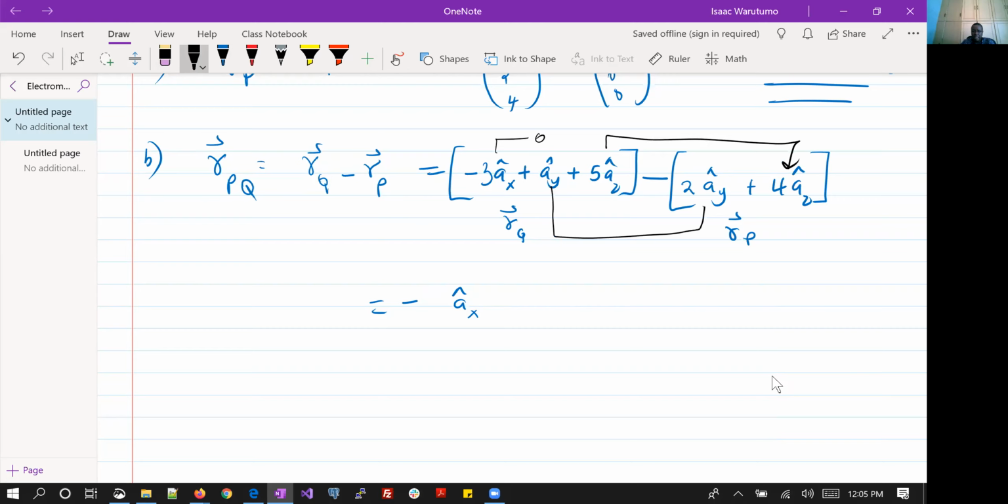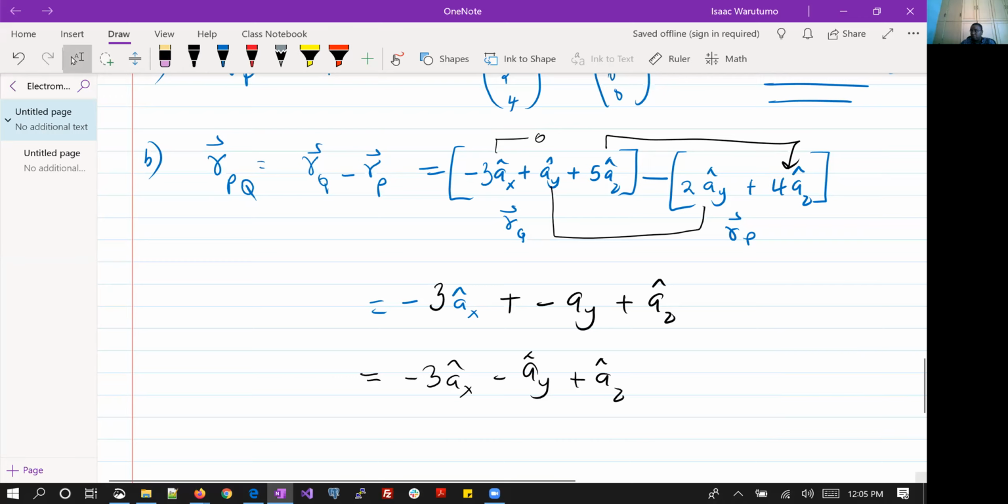Therefore, this is going to become minus 3AX plus AY minus 2AY becomes minus AY, and 5 minus 4 becomes AZ. Therefore, the new vector must now become minus 3AX minus AY plus AZ. Remember that we always put the hat on top of the unit vectors. So that is the distance vector RPQ.